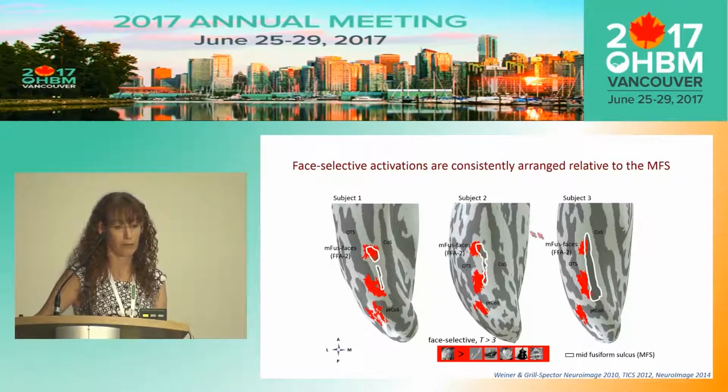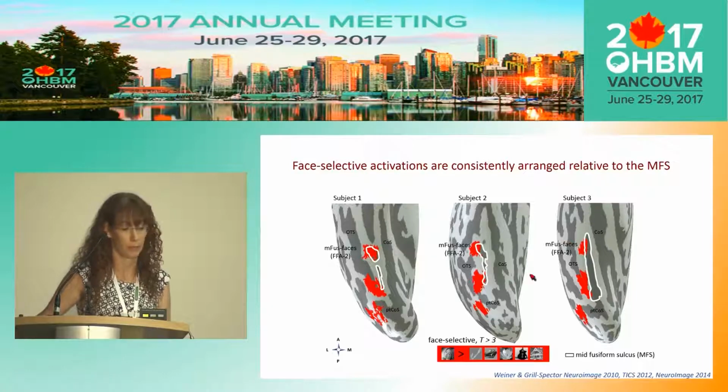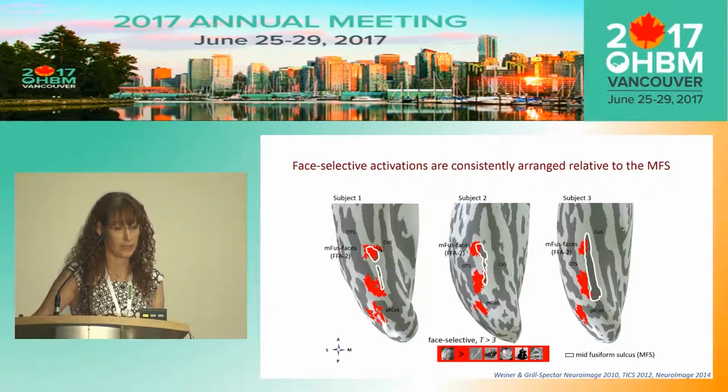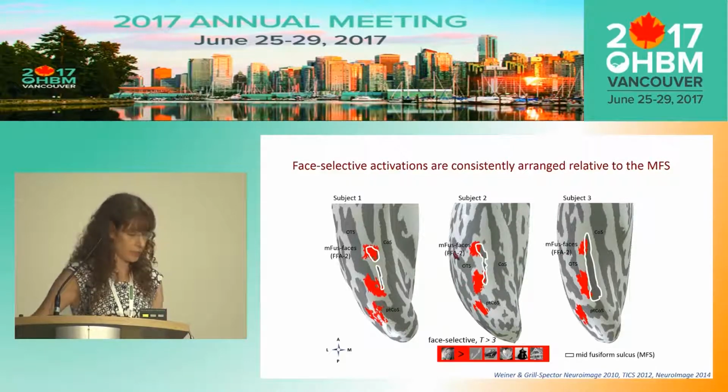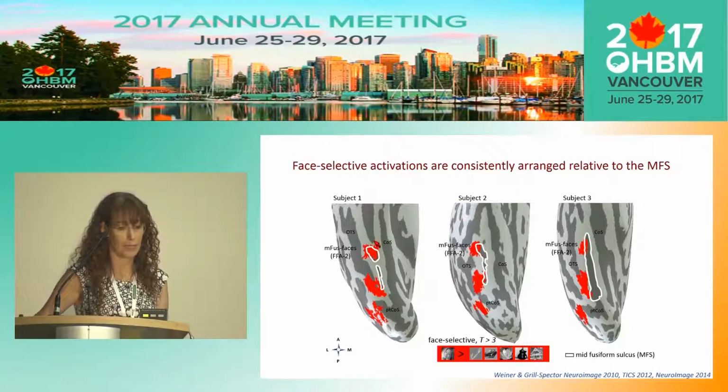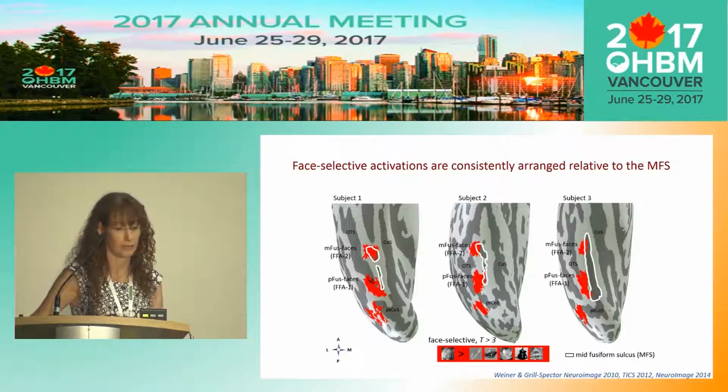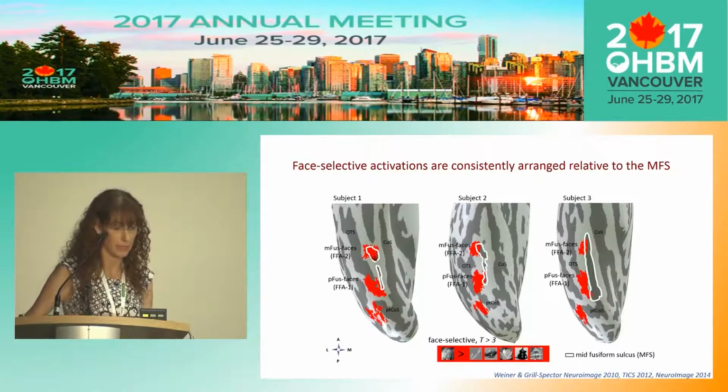So these are 3 ventral views of 3 independent participants where the face selective activations are indicated here in red. And typically in each subject's brain, we find 2 patches in the fusiform gyrus, 1 patch that overlaps the mid-fusiform sulcus, the MFS, we call it mFus faces. A second patch that's also on the lateral fusiform, but it's 1.5 centimeters more posterior, we call it pFus faces. Often people lump them together to call them the FFA.